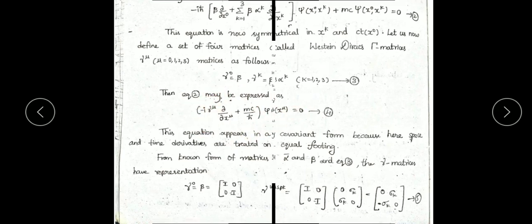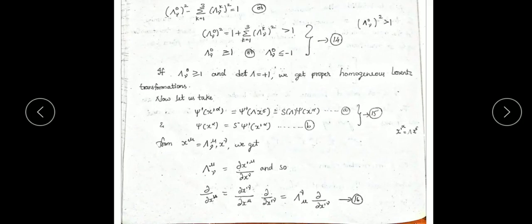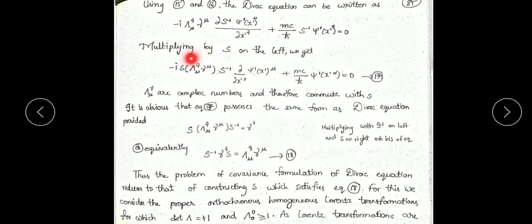So here also it is of the same form, but the only thing is that in the place of gammas we have this term: S λ^ν_μ γ^μ S inverse, which is nothing but equal to γ^ν.